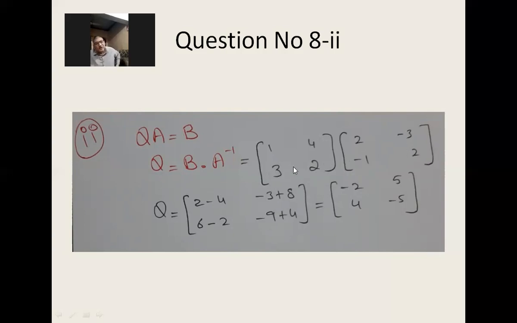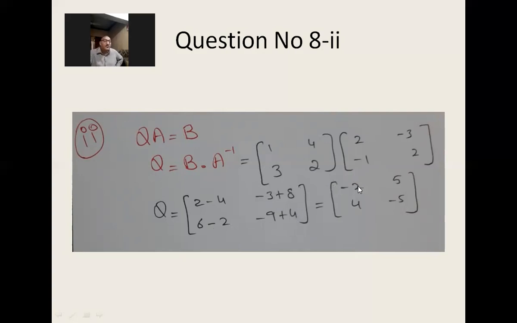Now it is the turn of the second row to multiply with the first column and the second column. So the second row multiplied with the first column will be 3 into 2, that is 6. And 2 multiplied by minus 1, that's minus 2. Then 3 will multiply with the minus 3, and that will be minus 9. Then 2 will multiply with the 2, that will be plus 4.